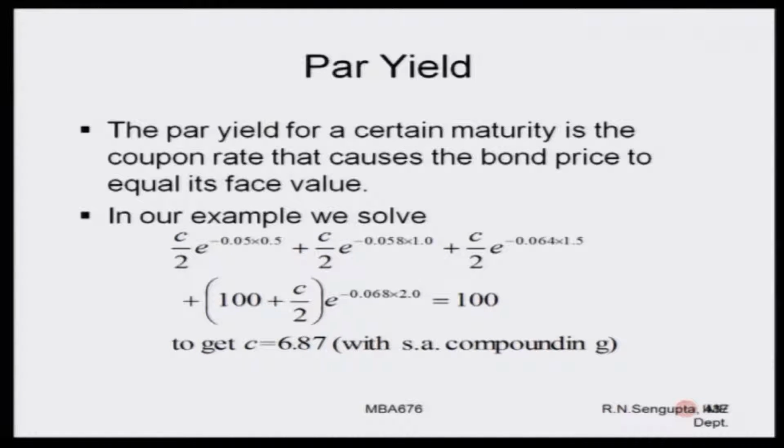If you compare the values of 6 and 6.87, it tells you whether the bond is doing well or definitely not doing well. In the first case, with the coupon payment of 6, the value of the bond was coming out to be 98.39, and in this case it is exactly equal to the face value of the bond, which is 100.